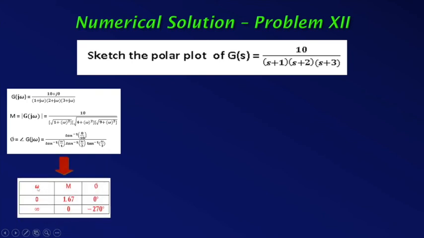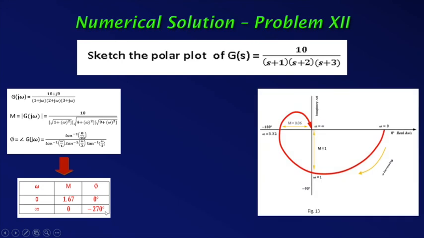Then considering this table, when omega equals 0, putting omega equal to 0 we get this magnitude as 1.67. If omega equals infinity, then this magnitude is 0. Then calculate phi: at omega equal to 0, all angles are 0. If infinity, then this is 90 degrees, 90 degrees, 90 degrees, that means minus 270 degrees. So the starting point is 1.67 on the 0 degree axis.